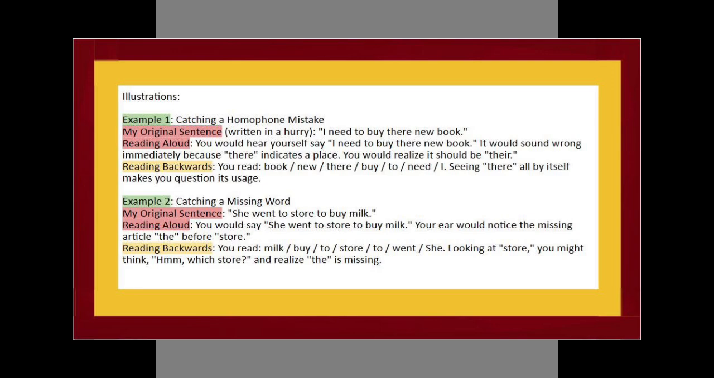Example 2. Catching a missing word. My original sentence: she went to store to buy milk. Reading out loud, you would say she went to store to buy milk. Your ear would notice the missing article, "the," before "store." Reading backwards, you read milk, buy, to, store, to, went, she. Looking at "store," you might think, which store, and realize "the" is missing.